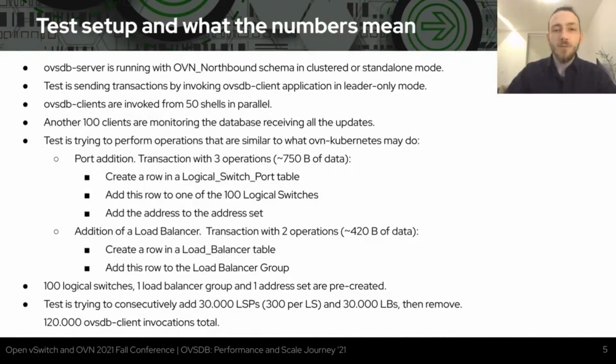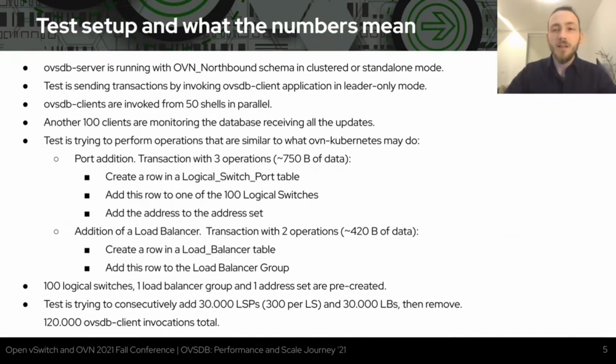The following test will be used to check performance. In this test, the OVSDB server is running with the OVN northbound schema in clustered or standalone mode. The test sends transactions by invoking the OVSDB client application in leader-only mode. OVSDB clients are invoked from 50 parallel shells. This means that we will have at most 50 parallel transactions at any time.